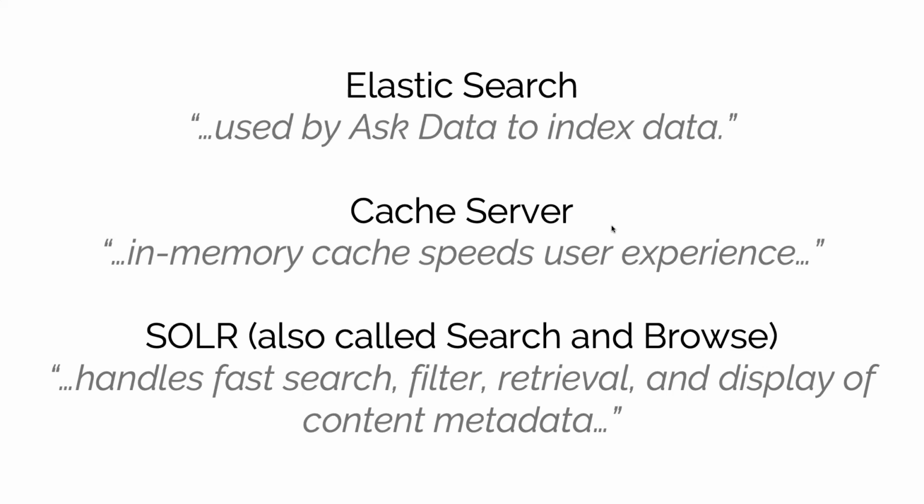So Elasticsearch is the functionality that actually indexes data for its use by Ask Data. So when you're going to Ask Data and you're inputting a natural language query and saying, okay, I want to know the sum of sales by country, it's actually using the data that's been indexed by the Elasticsearch server in order to provide that. Now, the cache server is actually very important.